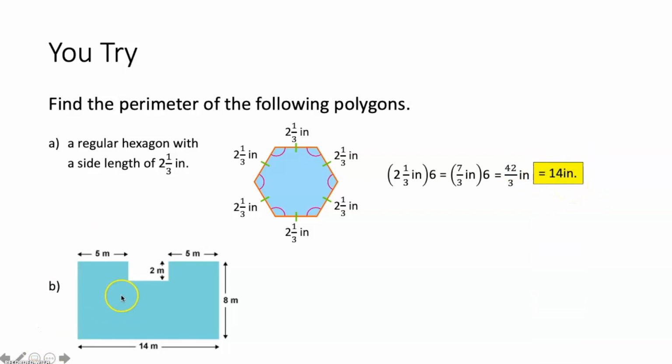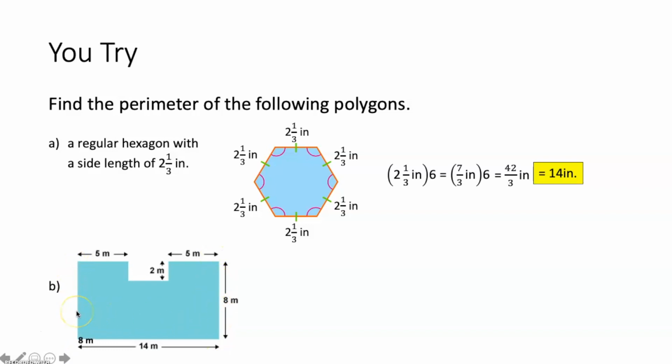Now in part B, doing the same thing. We want to find the perimeter of this 1, 2, 3, 4, 5, 6, 7, 8-sided polygon, which we call an octagon. But in order to do that, we need all the side lengths. We are currently missing 1, 2, 3 side lengths. So let's find those. This one we can assume is the same as this side length over here.